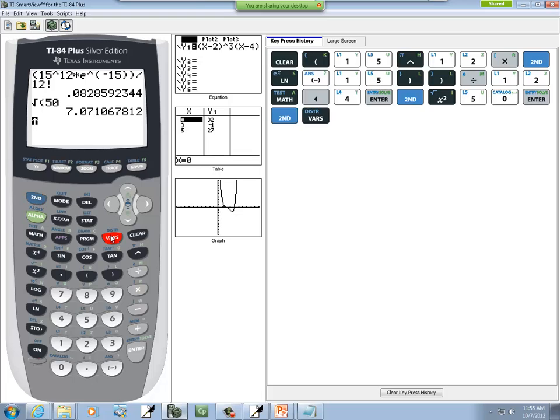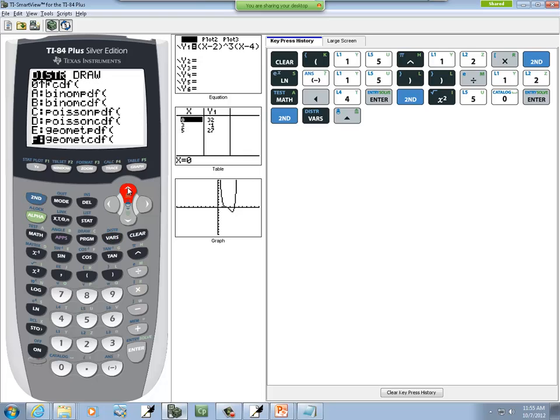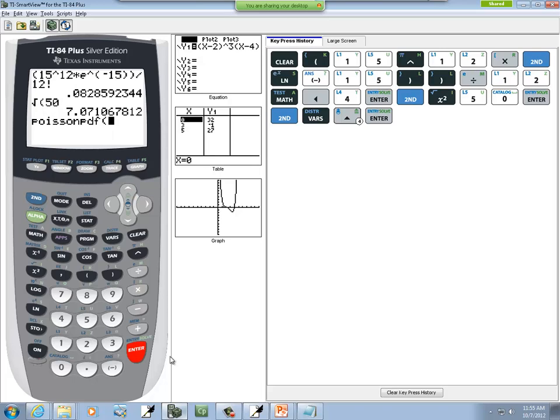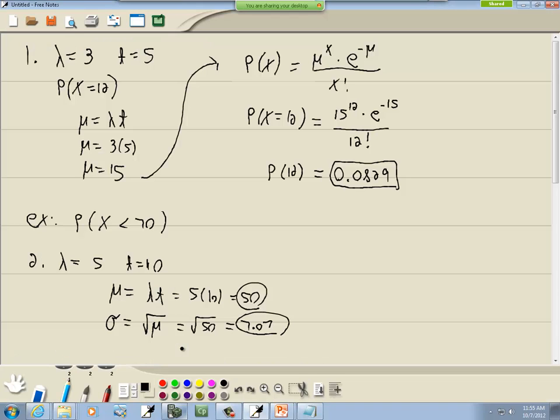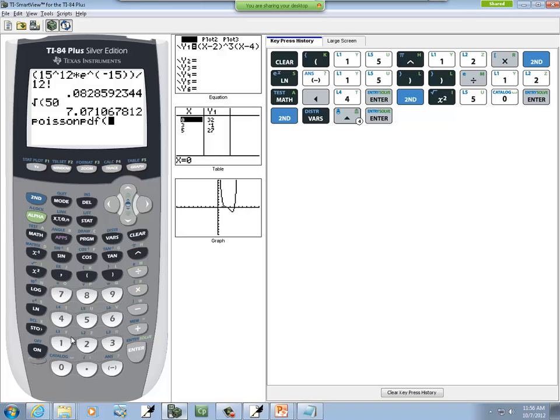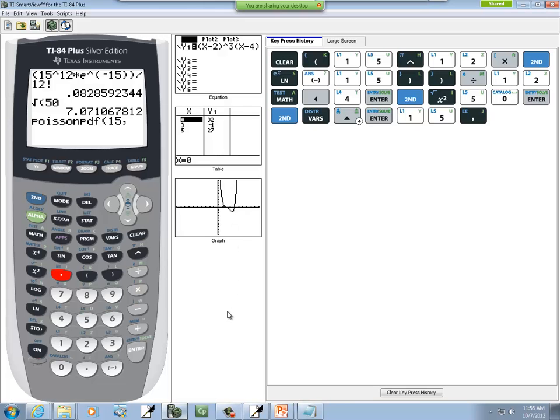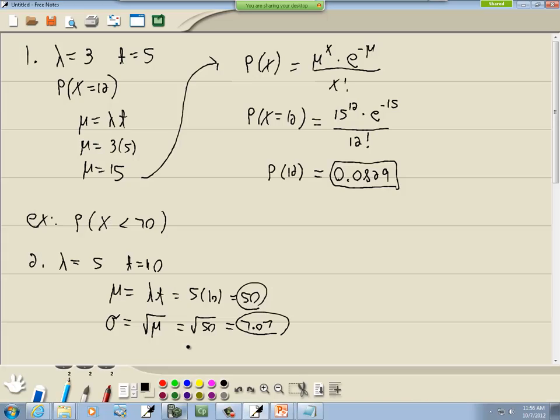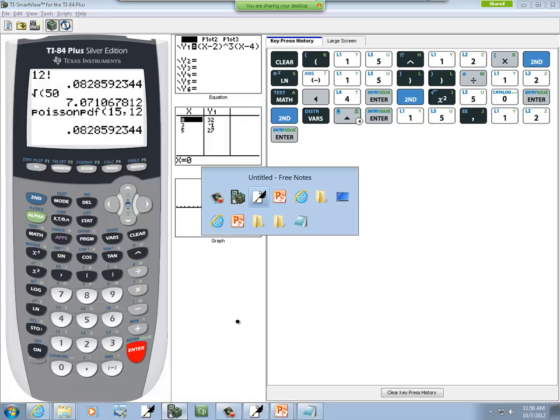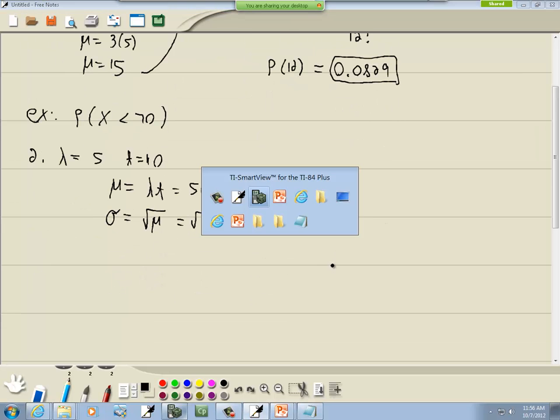So I'll do second vars. You'll do an up arrow to get there faster, I think. We want Poisson PDF. And then we want our mean, which in the first problem, number 1, was 15. This will tell me if I did it right by hand. And then comma, and then the x, which is 12. Enter. 0.0829. Okay, so that's how you do it on the calculator.